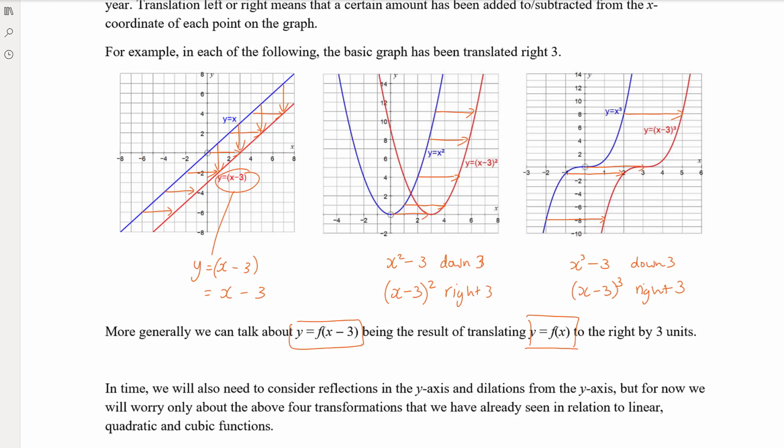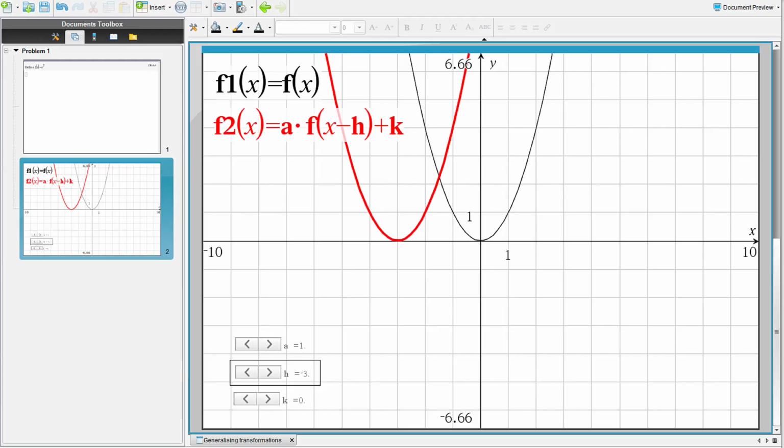As I said, in time we'll also need to add in 2 extra transformations, and we'll talk about those when we introduce a graph shape where they become important. Reflections in the y-axis and dilations from the y-axis. They're the two that are missing in the current set, but for now we're not going to worry about those. Alright, so I just want to go back to the graph for a minute, and I want to generalize this a bit.